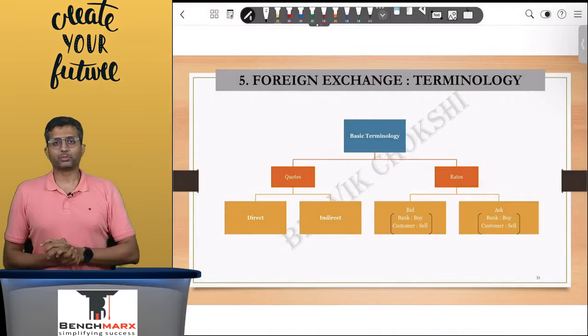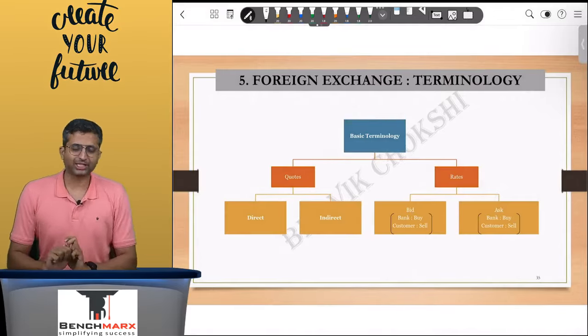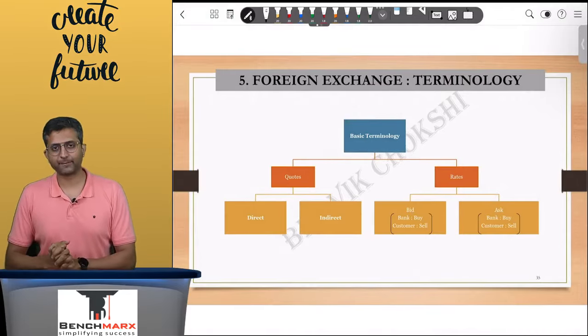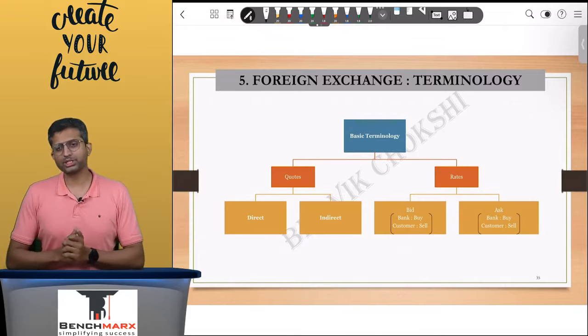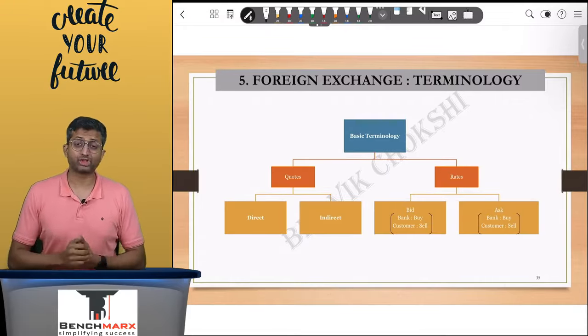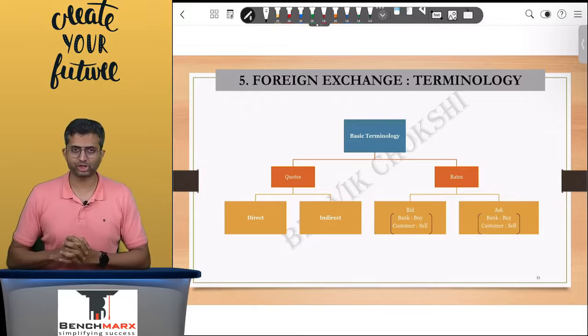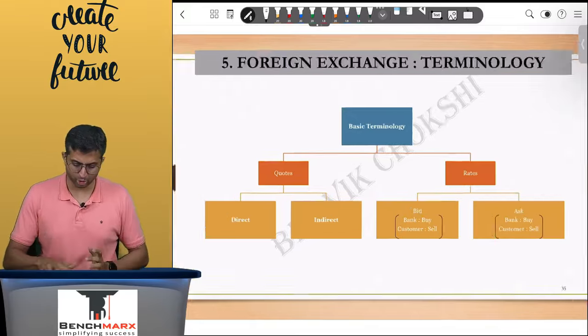And now we go to the mother of all topics for your SFM, which is on foreign exchange. So before we proceed into the actual mechanics for foreign exchange, there is the terminology on foreign exchange that you should be acquainted with. So you start with the codes.